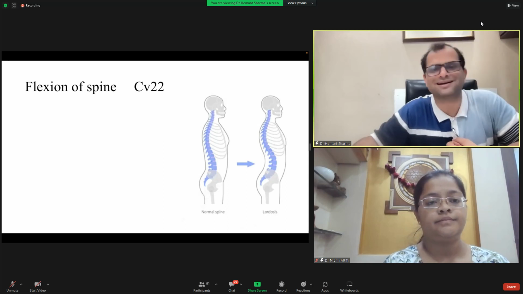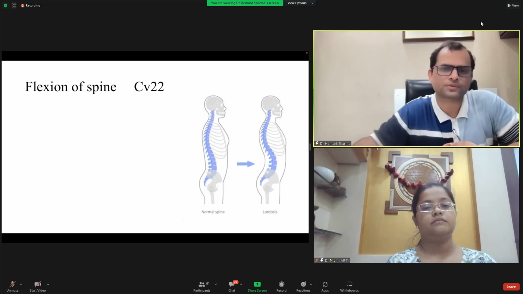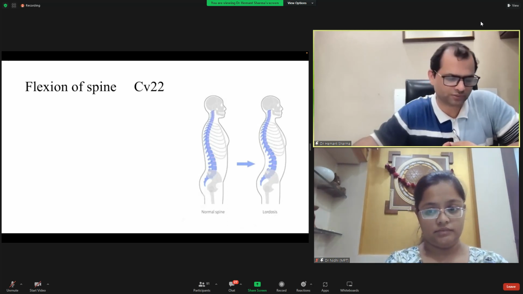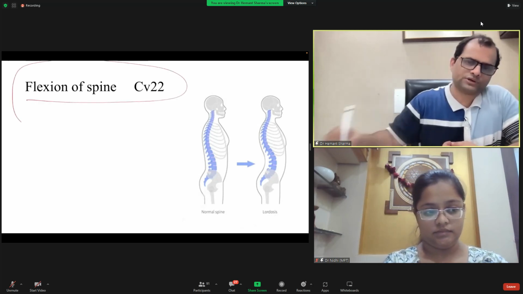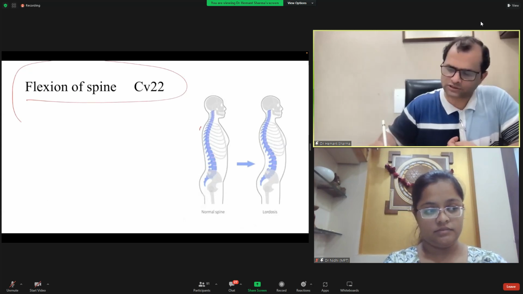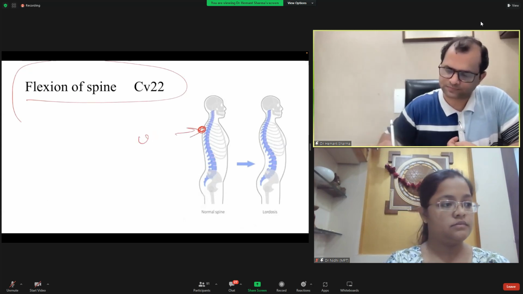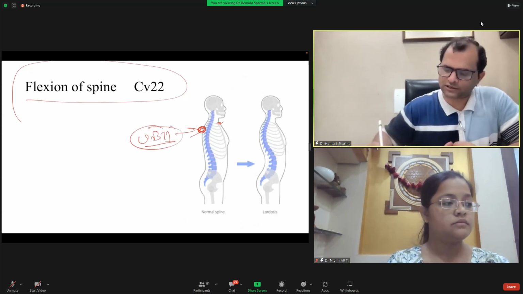With the help of this point CB22. Right? One of the great points, CB22. So CB22 is the point responsible for the flexion of the spine. So we have seen there are 2 points, one point on the back side, UB11, and one point on the front side, CB22.